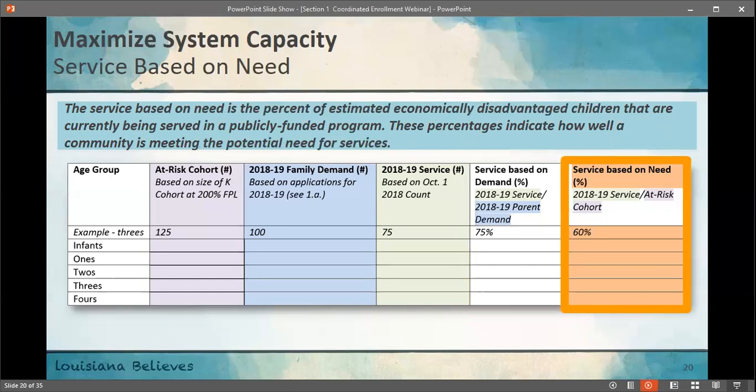And the last column is services based on the at-risk need. It goes back to that at-risk cohort number that we were given at the beginning. This service based on need is a percent of the estimated economically disadvantaged children that are currently being served. These percents indicate how well the community is meeting the potential at-risk need for services.